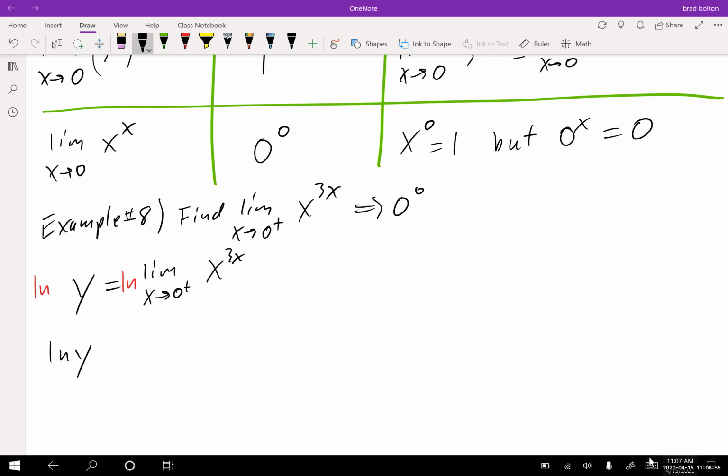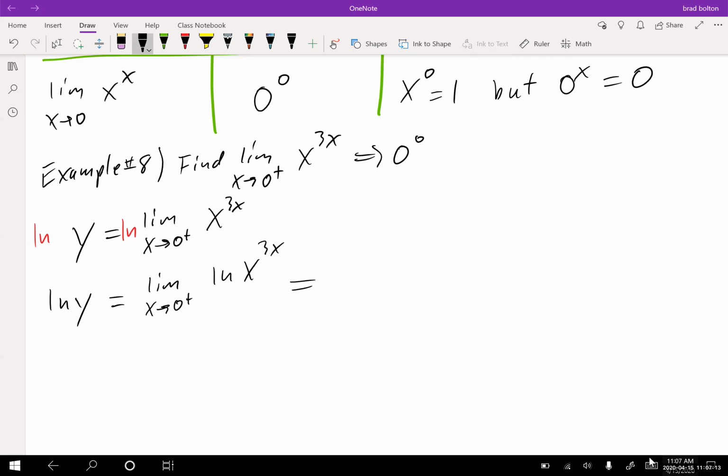So this becomes ln of y, the natural log of y, is equal. Now there's a property of limits that says the natural log of the limit is the same as the limit of the natural log. So I'm going to rewrite this as the limit as x approaches 0 from the right of the natural log of x to the 3x, okay? That means ln of y is equal to the limit as x approaches 0 from the right of 3x ln of x. I was able to move this to the front not because of derivatives, but simply because of a property of logarithms, okay?